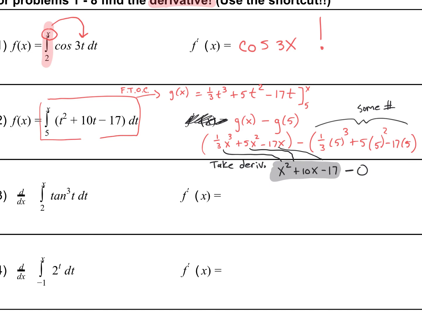All right, so we could have just gone right over here. I'm going to do this in blue. To solve this, we could have just taken that upper limit and plugged it in everywhere we see t. So I plug it in here, x squared plus 10, I plug it in here, plus 10x minus 17. And that's exactly what I got here. So it does work. Isn't that shortcut nice? Much better than doing all of this work. Okay, now we're going to do the shortcut on all these. The rest of them, promise.